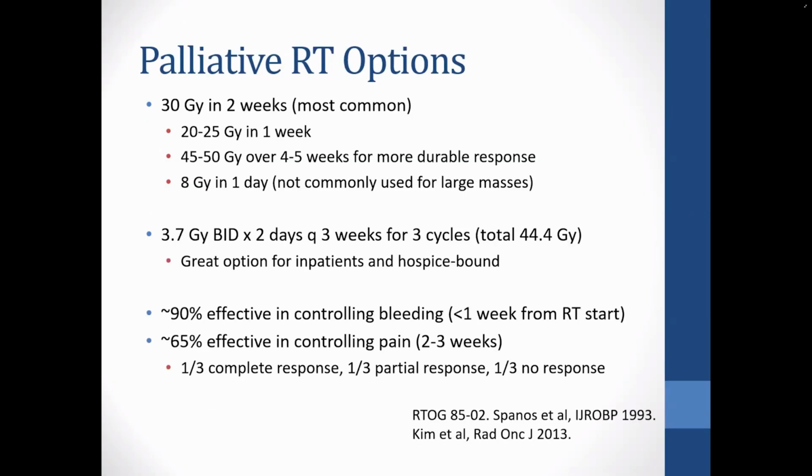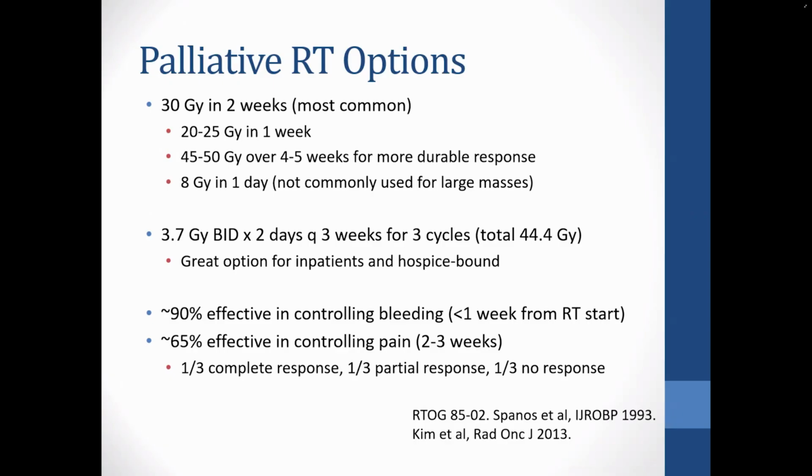For palliative radiation treatment, a typical regimen is 30 gray that's delivered over 2 weeks. However, other regimens are possible, such as 20 to 25 gray in 1 week, or 45 to 50 gray over 4 to 5 weeks, which may provide a more durable response. Or in urgent bleeding or pain cases, 8 gray can be given in 1 day. It's not commonly used for large masses, but it is an option depending on the clinical situation.